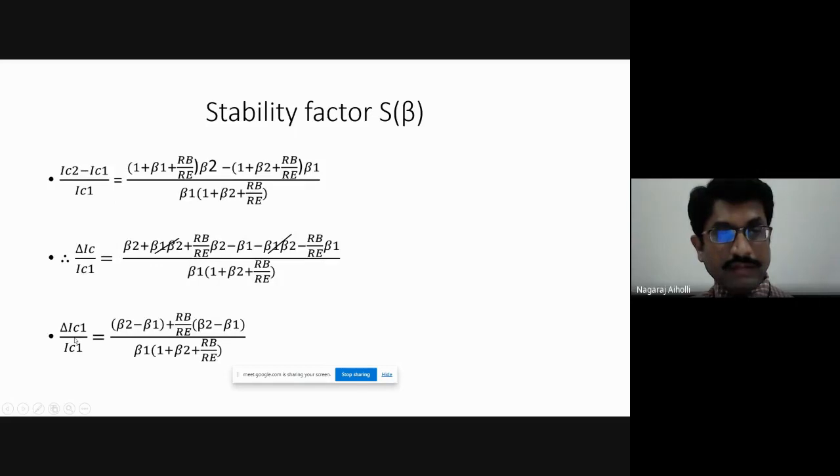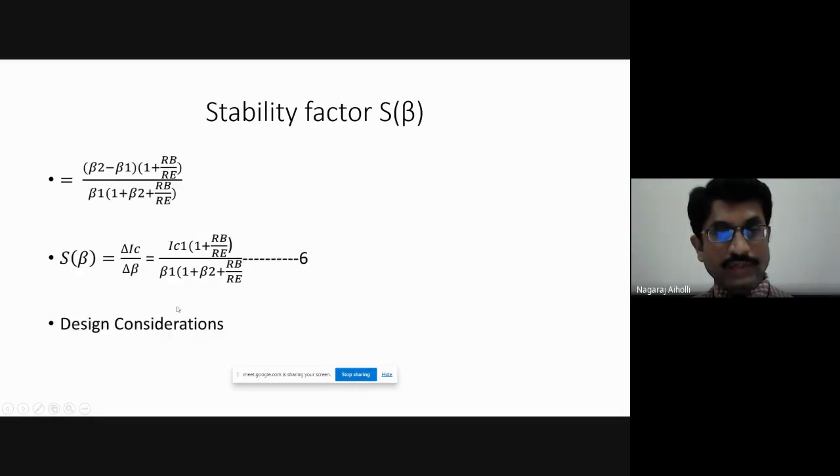So this delta IC by IC is equal to delta beta by beta form. So this delta beta will come to the denominator, that is delta IC by delta beta. This is equal to IC1 will come to numerator, so it will be IC1 multiplied by 1 plus RB by RE divided by beta 1 into 1 plus beta 2 plus RB by RE. Okay, so this is the equation that we got for the S of beta, stability factor S of beta.